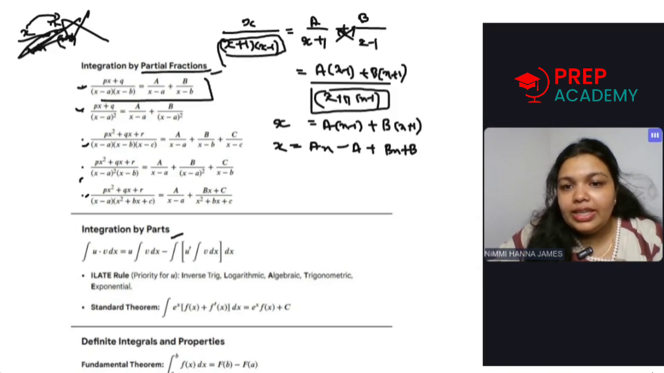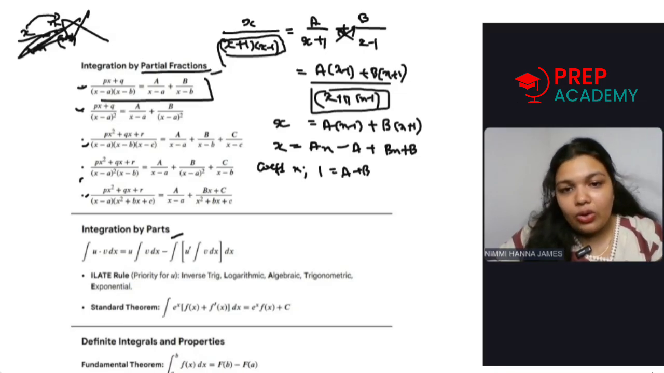So we want to find the coefficients a and b. Equating the coefficients: on the left side the coefficient of x is 1, and on the right side the coefficient of x is a plus b. So 1 is equal to a plus b, right? Equating the coefficients of x and the constants. And when we check the constants on the left side, what is the constant? x is x plus 0.